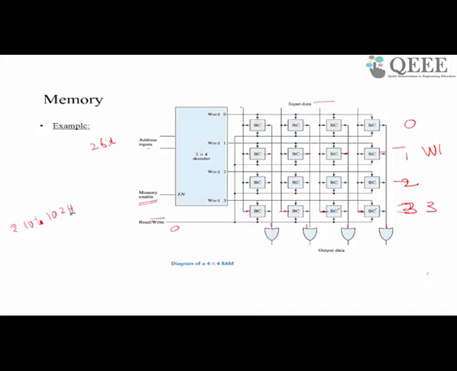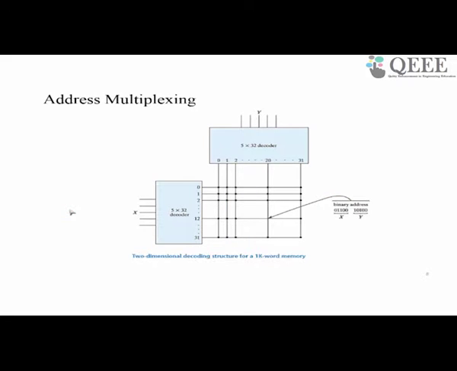So in this case, we can have a 2-dimensional decoding mechanism. What we do is, instead of having a 10 to 1024 decoder, we make use of two 5 to 32 decoders. One we use for row decoding, another for column decoding. So we need a modified bit cell now. Each of these bit cells should have 2 select lines and not just one.